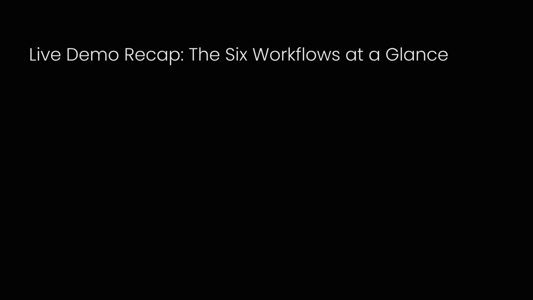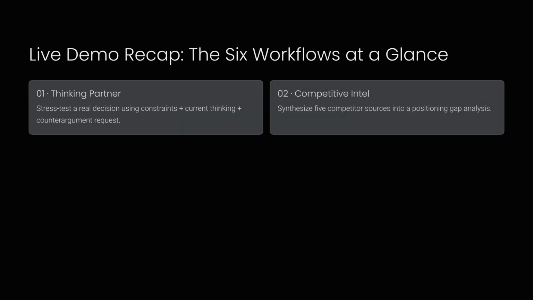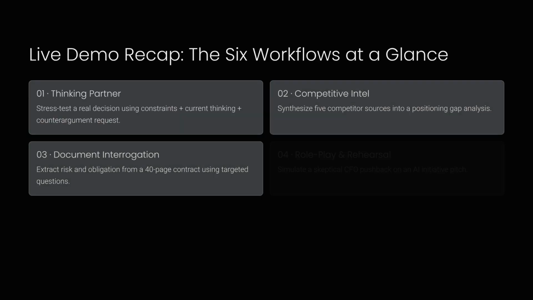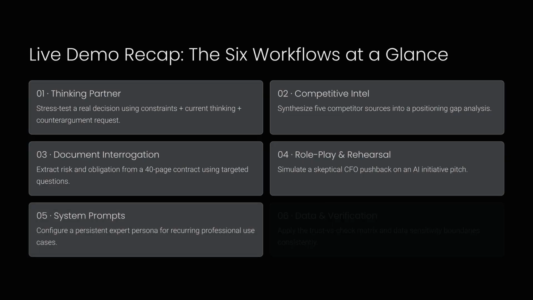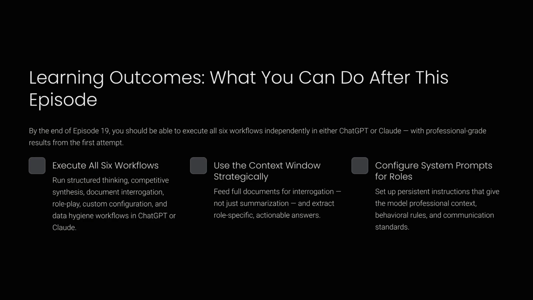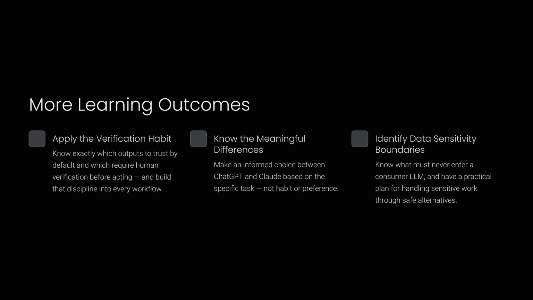This video recap summarizes the 6 key workflows we've explored, from acting as a thinking partner and competitive intel gathering, to document interrogation, role-play, system prompt configuration, and rigorous data verification. By the end of this episode, you should feel equipped to execute these workflows independently. You can now use context strategically and set up persistent roles to drive more consistent, professional results. Beyond workflows, you should also be comfortable applying the verification habit, selecting the right AI tool for specific tasks, and identifying clear data sensitivity boundaries for your organization.